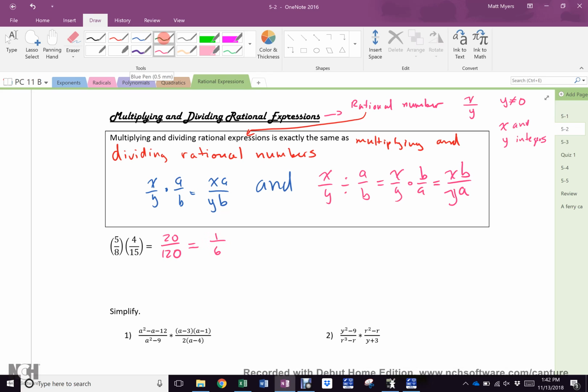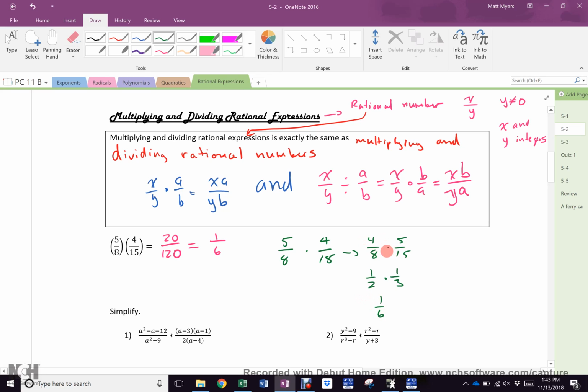Now, of course, what you really should be doing is applying the principles of mathematics. 5 over 8 times 4 over 15. Does the order of 5 times 4 matter? No. Is 5 times 4 the same as 4 times 5? So couldn't I rewrite this as 4 over 8 times 5 over 15? Which would, of course, be 1/2 times 1/3, correct? Which would, of course, be 1/6. Easy peasy to switch them around.